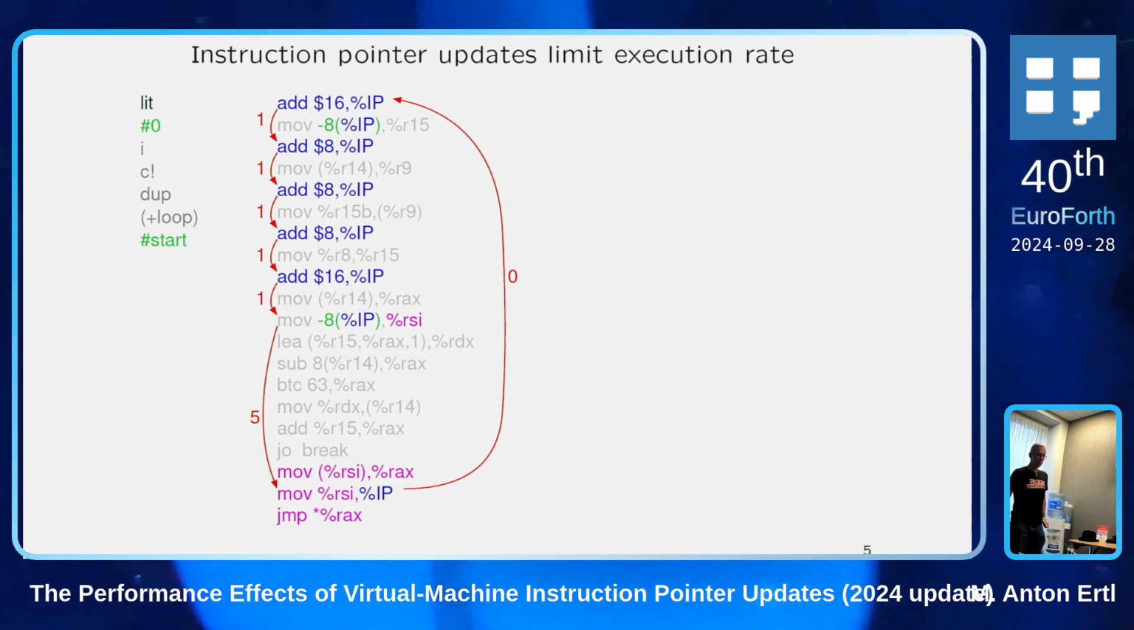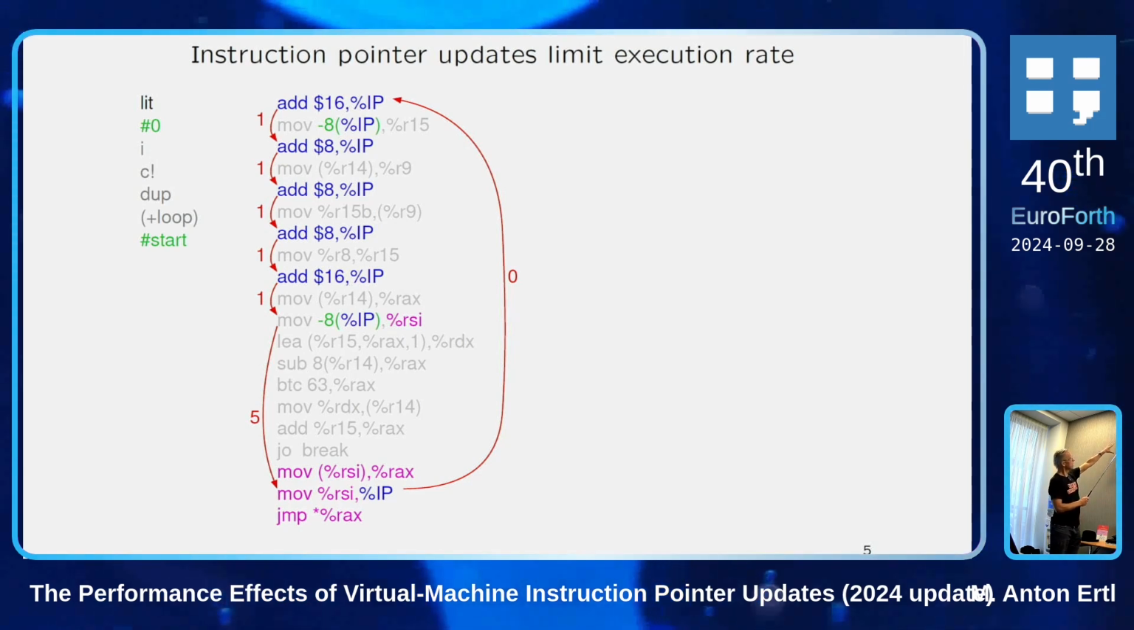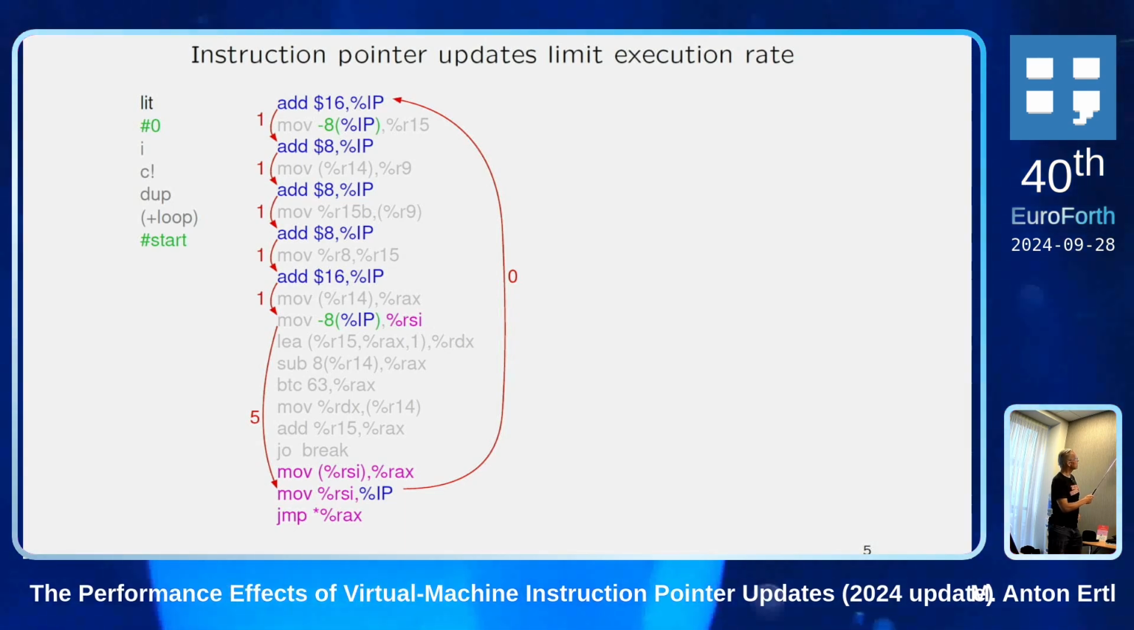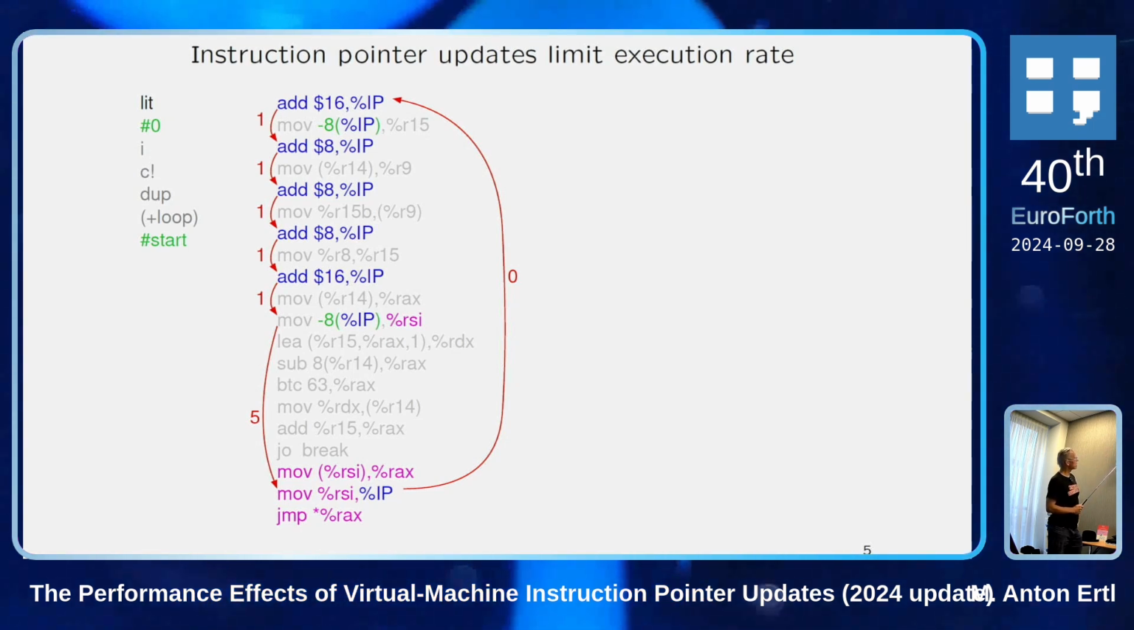So next to our core question, what is the performance impact of the instruction pointer updates? First, here we see the latency of the dependencies of the instruction pointer updates. These numbers are for an Intel Tiger Lake processor. So an add is 1 cycle. All these adds are 1 cycle, which makes all these adds 5 cycles.